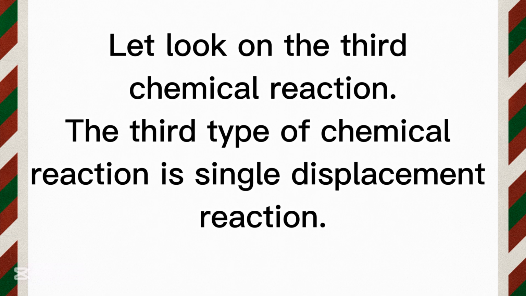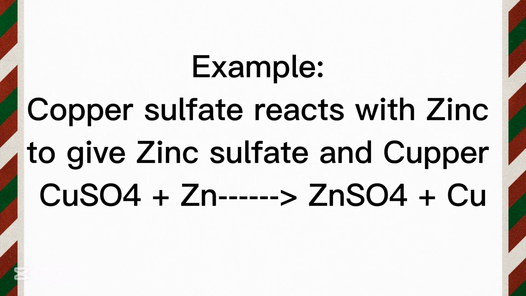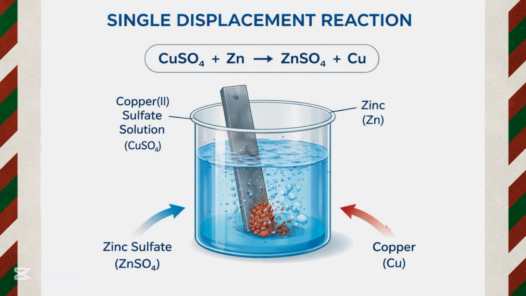Let's look at the third chemical reaction. The third type of chemical reaction is single displacement reaction. A single displacement reaction happens when one element replaces another in a compound. Example, copper sulfate reacts with zinc. It produces zinc sulfate plus copper. This is the image of the example we are talking about. Copper sulfate plus zinc produces zinc sulfate plus copper. This is the single displacement reaction.